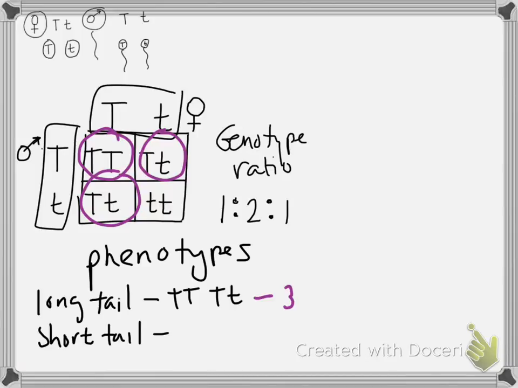Which of their offspring has a short tail? Poor little t, our little homozygous recessive. Okay, so little t is going to have a short tail, so only 1. So really what you would expect in their offspring is that about 3 to 1, that's our phenotype ratio, 3 to 1 of their offspring are going to have the dominant phenotype. About 75% of their offspring will have long tails.